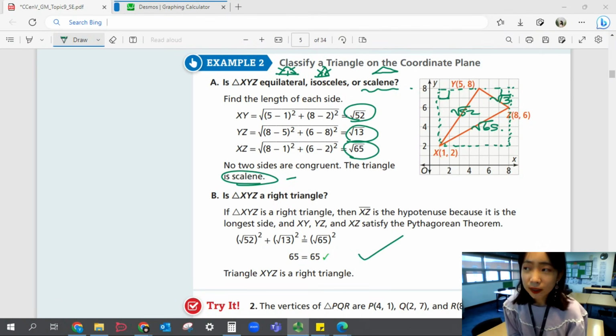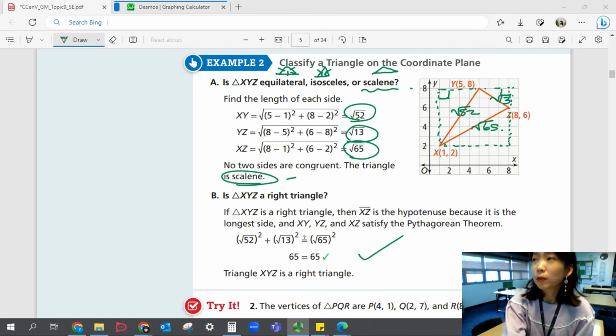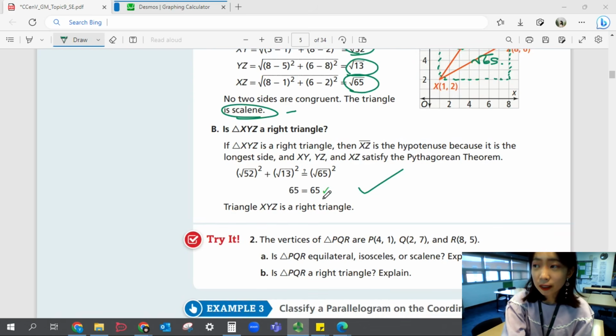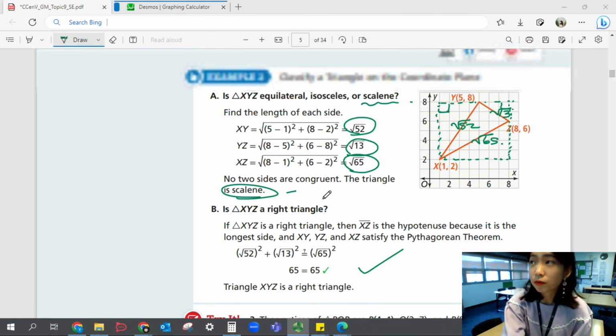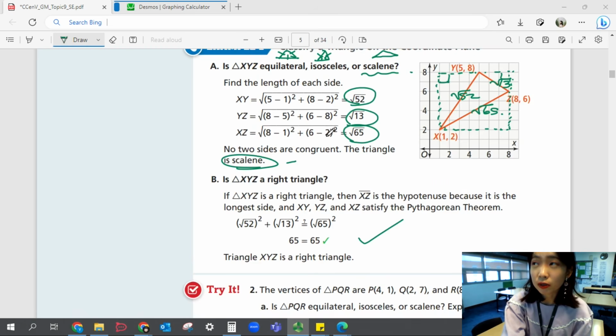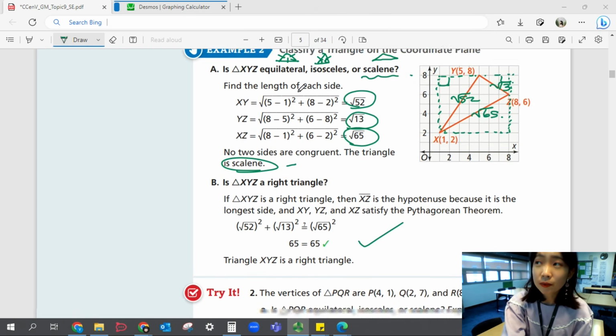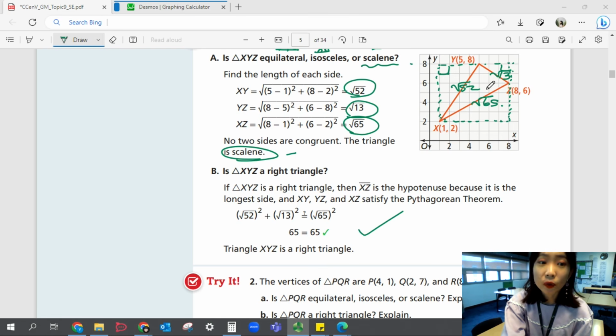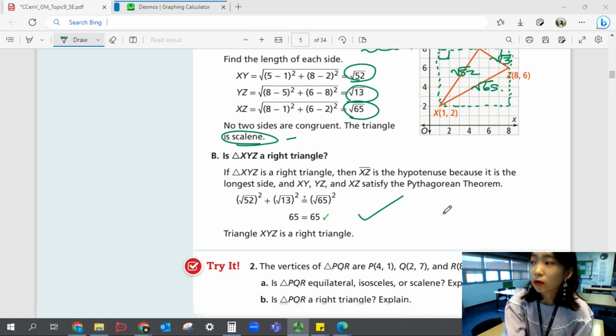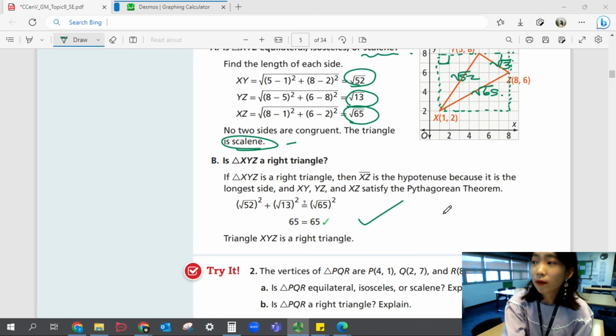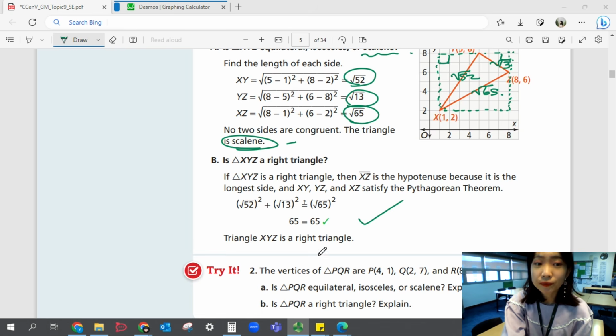Okay, we're going to continue with try number 2. Let's see if you can do it by yourself and come back when you're ready for answers. You do have to use the distance formula using the coordinate points, and you need to figure out if they are isosceles, scalene, or equilateral triangle for triangle PQR. Pause the video and solve it first by yourself and come back when you're ready to check answers.